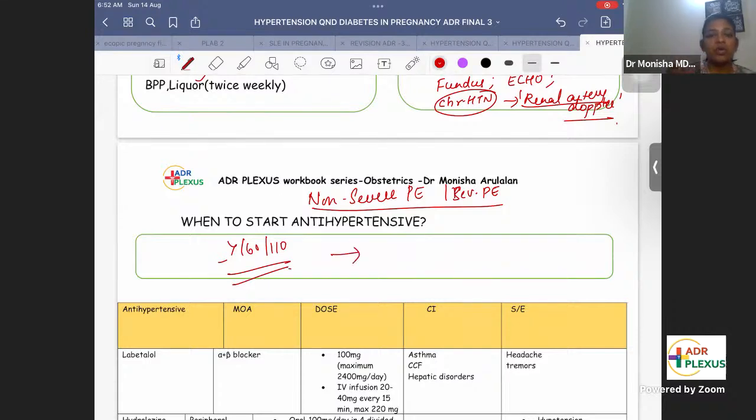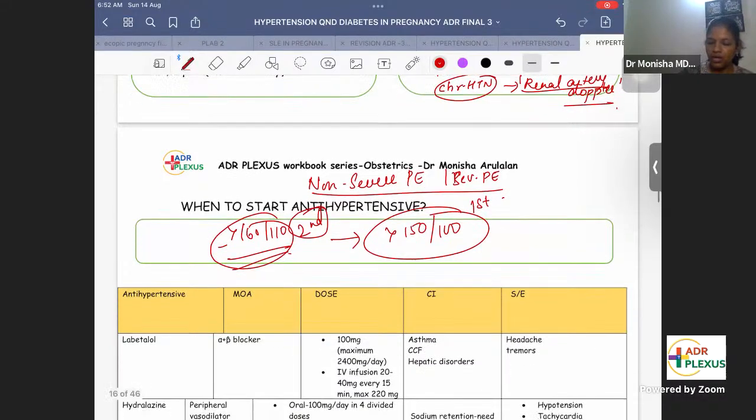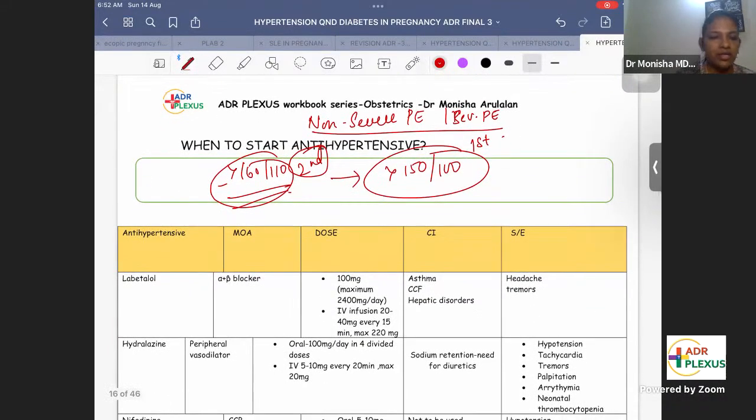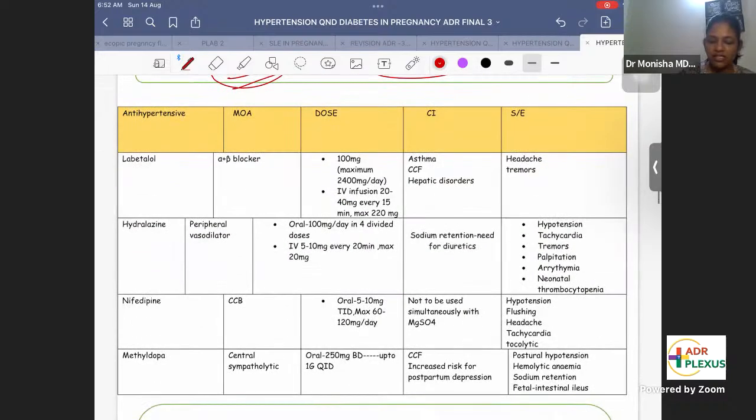Normally, when we ask you what is the BP, remember 150 by 100 can be the first answer. If this answer is not there, then the second option will be more than or equal to 160 by 110. So that is when you start your antihypertensives. What are the antihypertensives that are available?